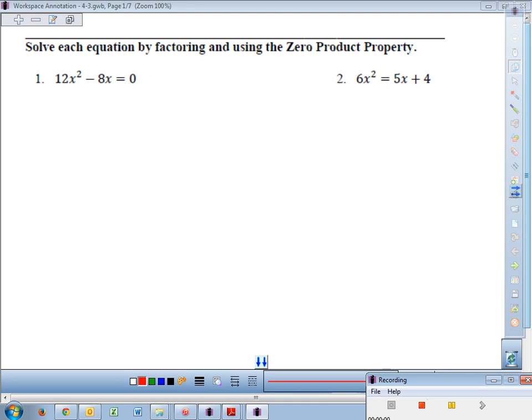The first 4 problems on our practice sheet today is just a refresher of how to factor. Number 1, they want us to solve by factoring and then use the zero product property. We've been doing that for a while before the break. So let's go through the checklist.